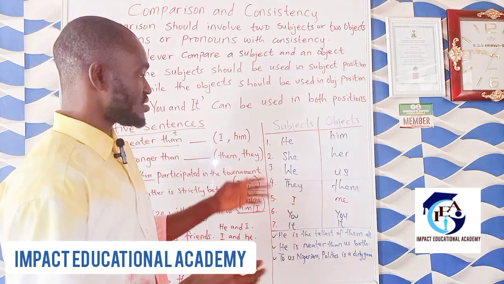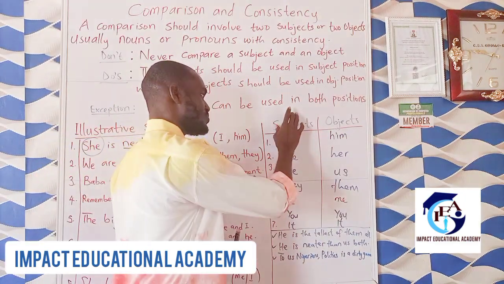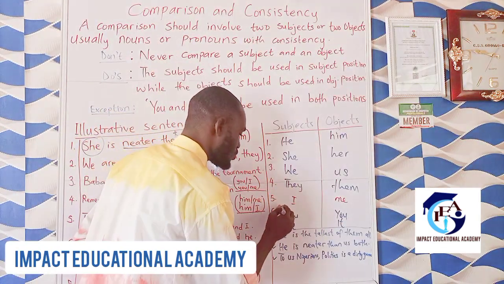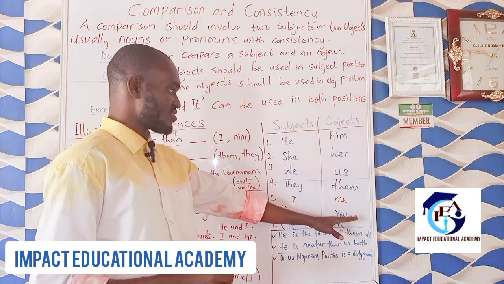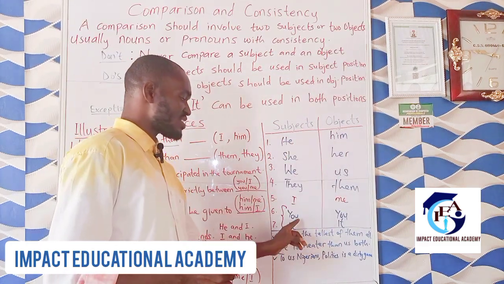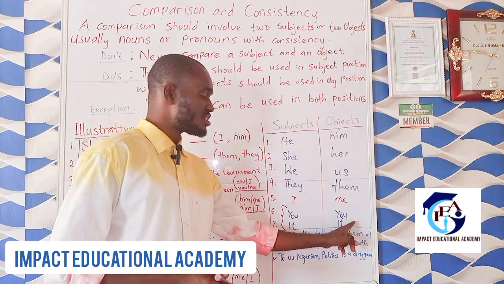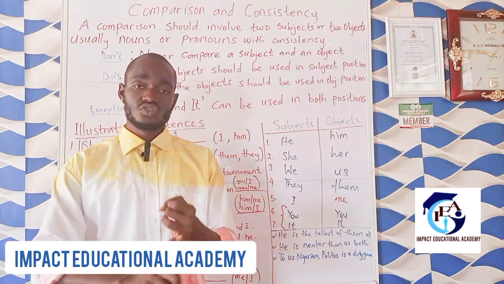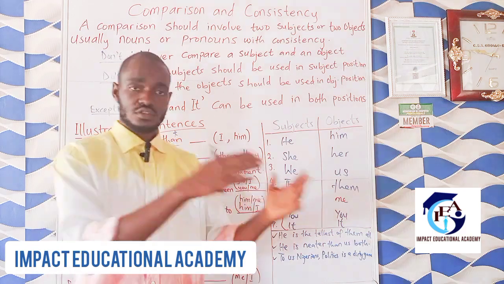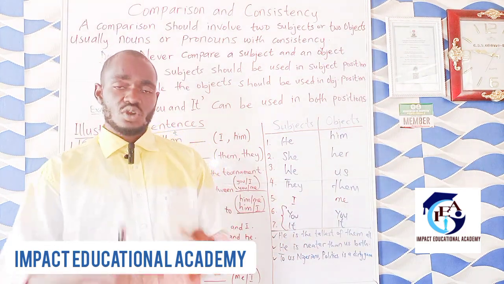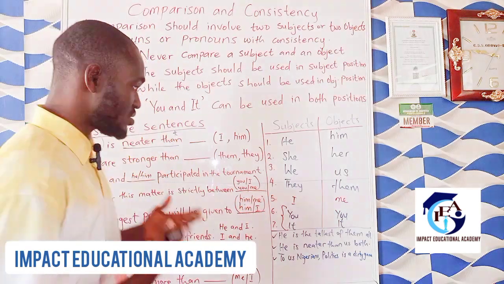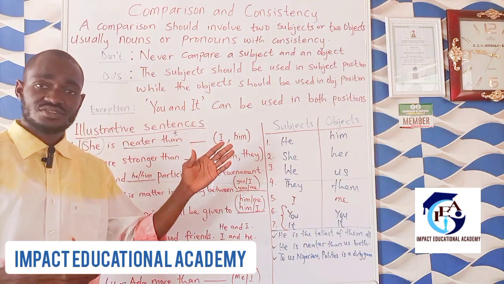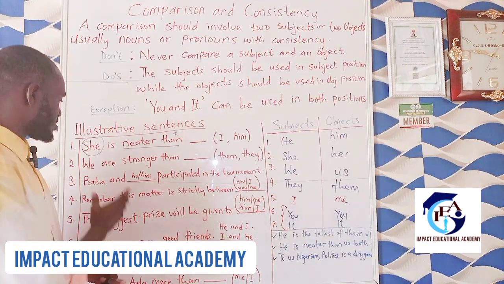The don't is still what I have said, that you should not compare a subject and an object. That's the don't. The exemption is that these last two pronouns can be used in the position of subject. As you can see, it doesn't change. You is still you in the position of object. What does that suggest? It means that you can use the pronouns you and it in the positions of subject and object. So, having heard and understood these three things, we can then continue with illustrative sentences to get it better.